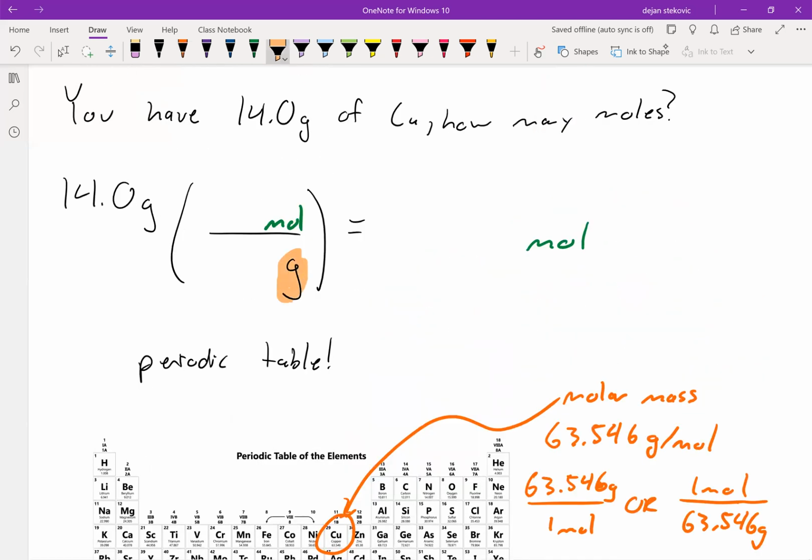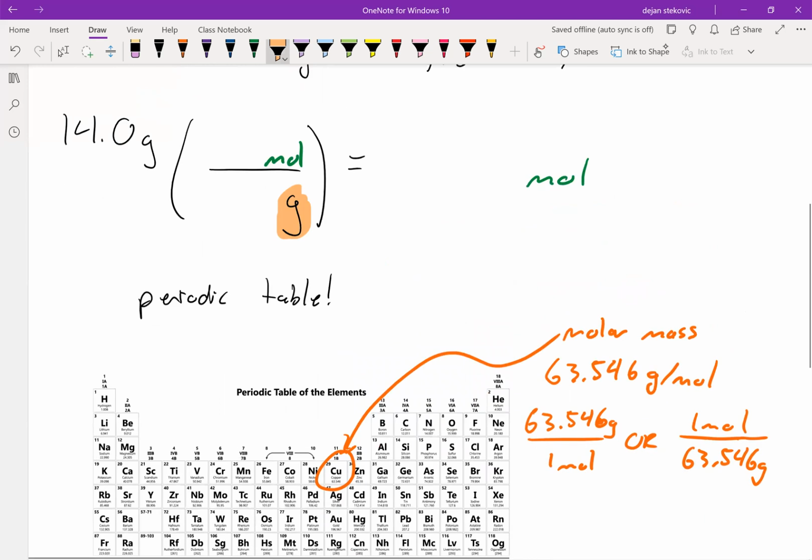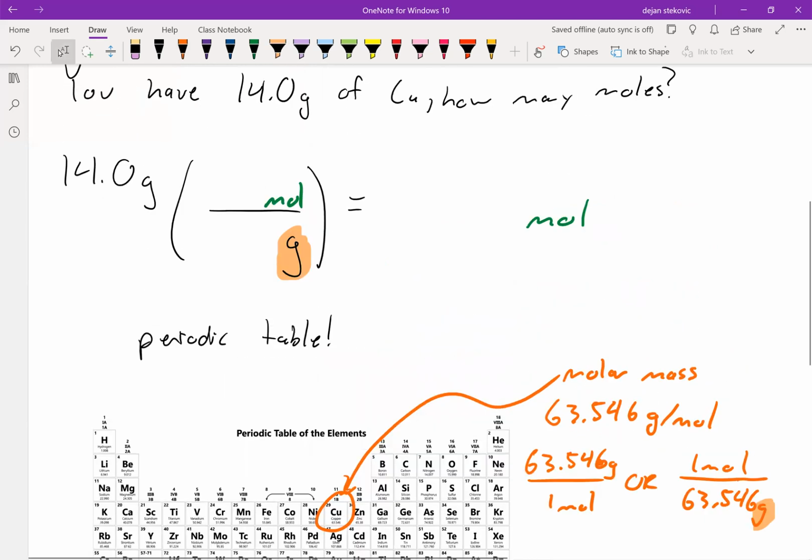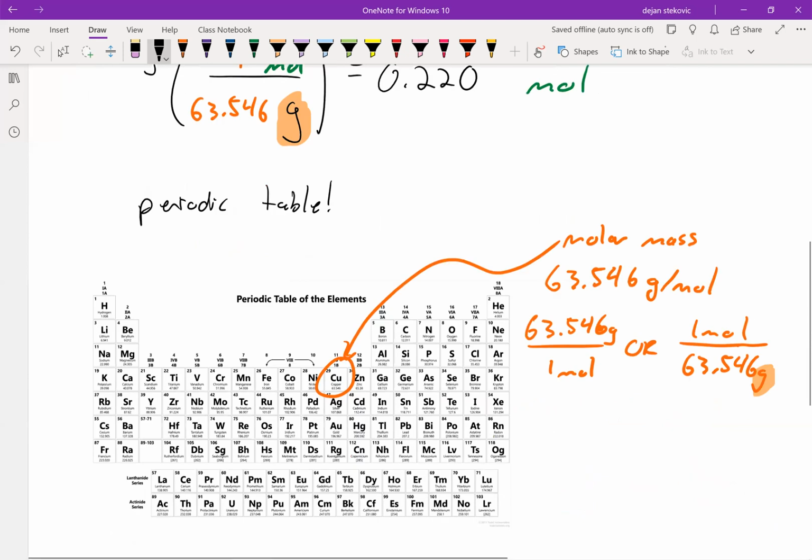In the case of our example, we've got grams down on the bottom. So we're going to want to use this one right here. And so this would then be 63.546. Up here goes 1 mole. And then we just do the math and round to the correct number of sig figs, and we get 0.220 moles. And generally in chemistry, we stop there. We could go straight to atoms, but it doesn't really provide us any extra information and just makes the number unnecessarily large. So we stay with a mole.